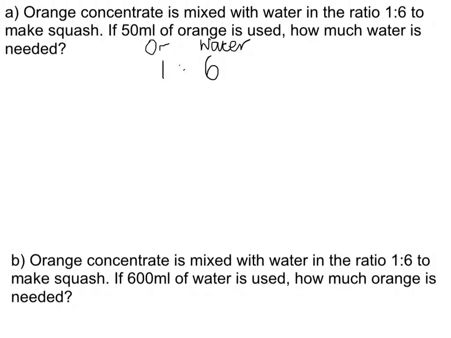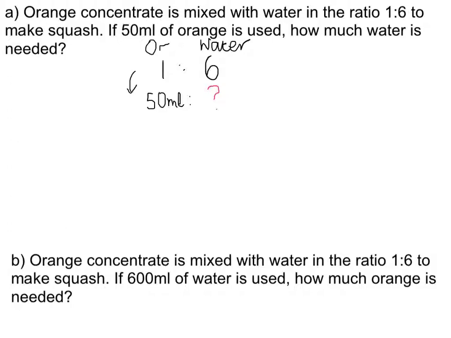We've been told in the question that 50 millilitres of orange is used. So we know that we're going to have 50 millilitres of orange. What we want to work out is how much water do I need. We're going to use my ratio to work that out. Just like with fractions, whatever I do to one side of the ratio, I then have to do to the other side as well. So my initial ratio is 1:6, so I've got 1 in the orange column.